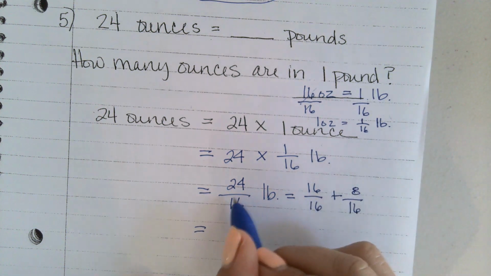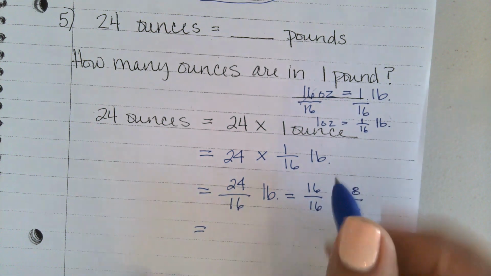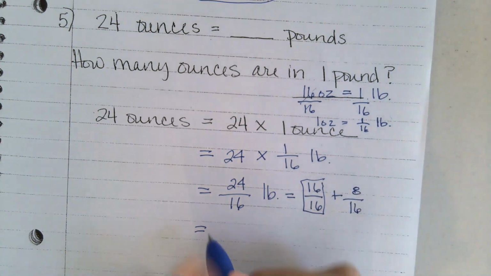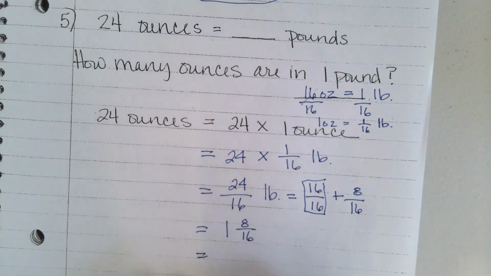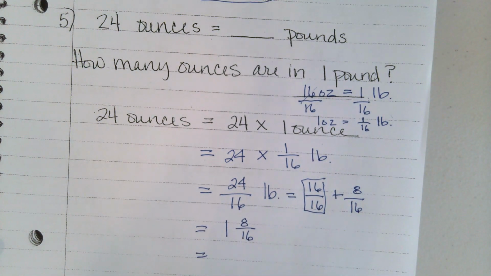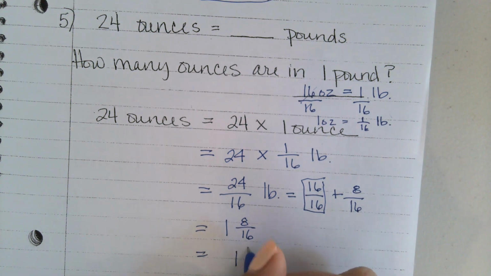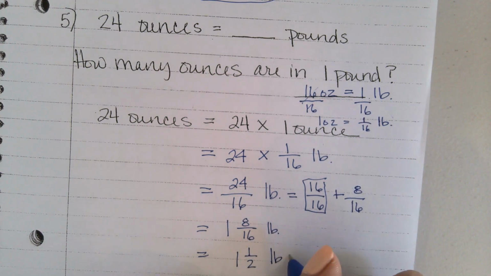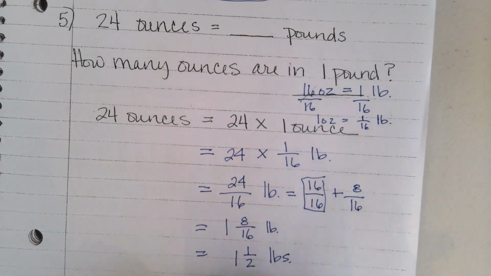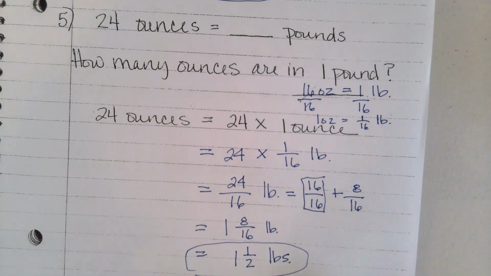So 16 plus 8 is 24, right? So this creates 1 whole. So we have 1 and 8/16. But wait a minute. 8/16 is what fraction? It's a half, right? So we have 1.5 pounds, right? All right, so that's going to do it for this concept development. Let's take a look at the problem set.